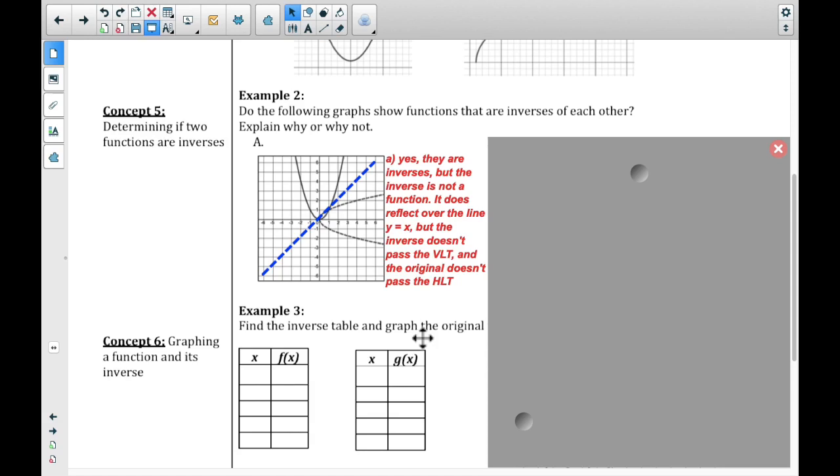Oh, it does reflect over the line y equals x, but the inverse doesn't pass the vertical line test, and the original one doesn't pass the horizontal line test. Okay, so we've got a lot going on there.